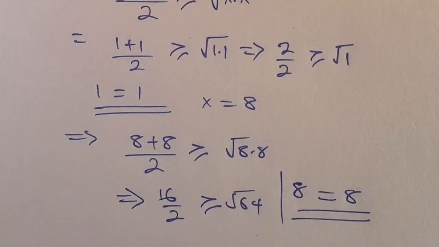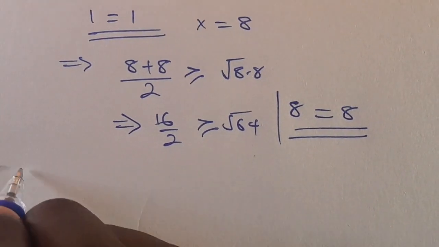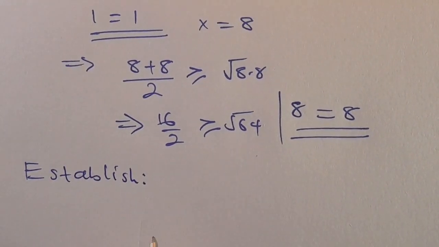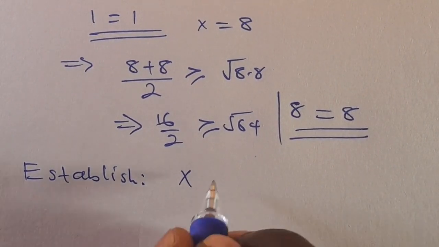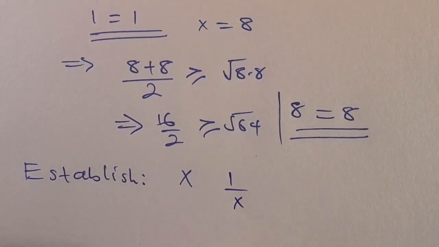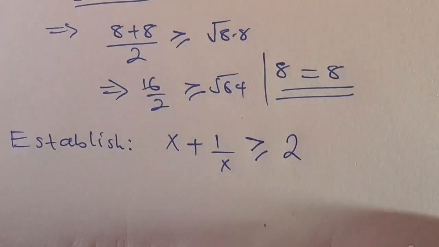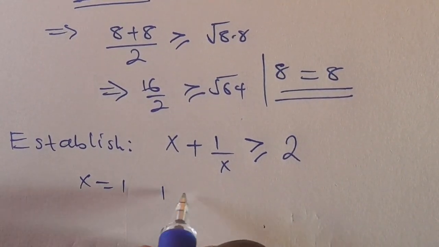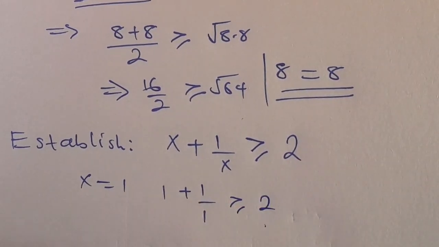So now guys, having known this, let us now establish something reasonable mathematically. Given a number x, now take the reciprocal of this number, 1 divided by x, then add them together. We must know that this is always greater than or equal to 2. For instance, when x equals 1, we have 1 plus 1 divided by 1 greater than or equal to 2. Let's see what will happen.